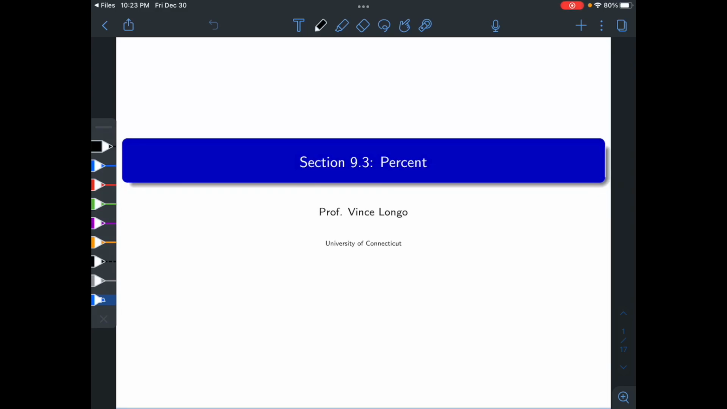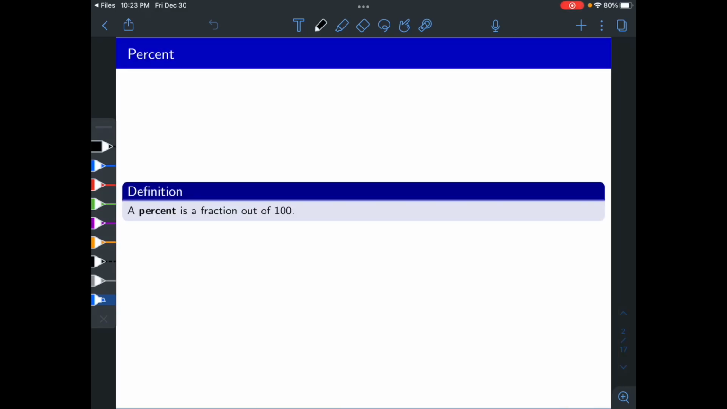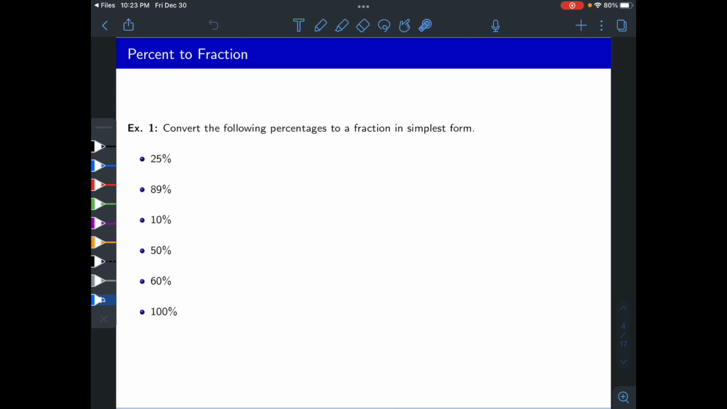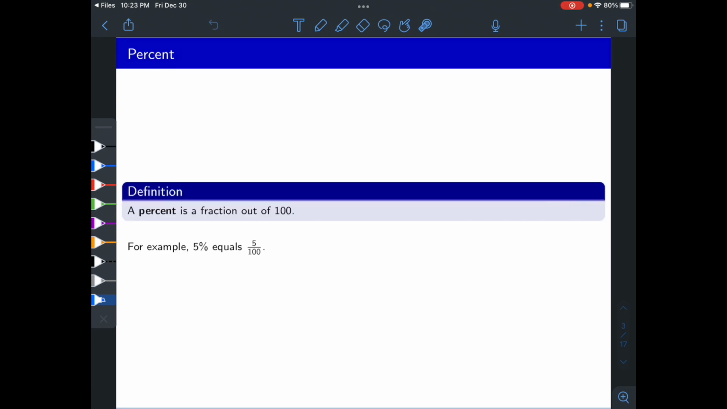Let's talk about percent. So the definition of what a percent or percentage is, literally, is that it's just a fraction out of 100. For example, 5% is the same as the fraction 5 over 100.